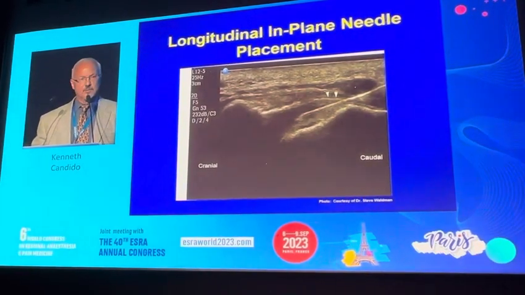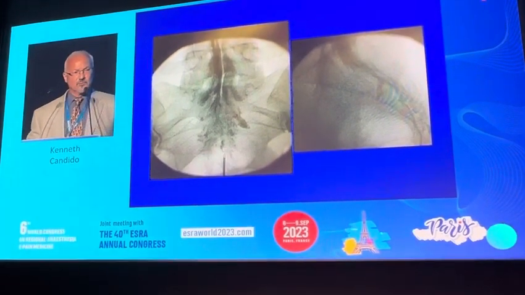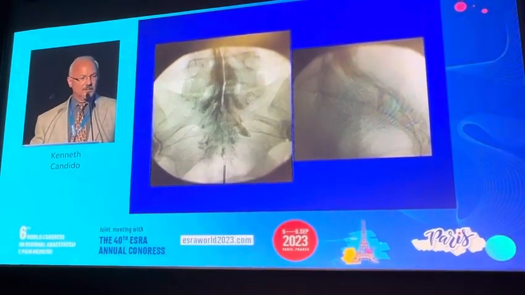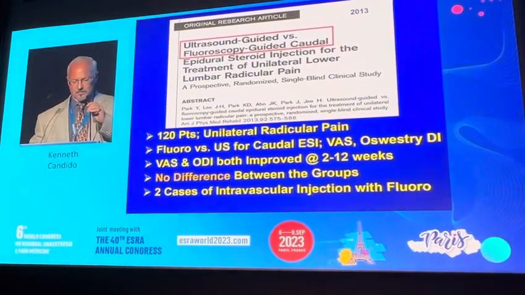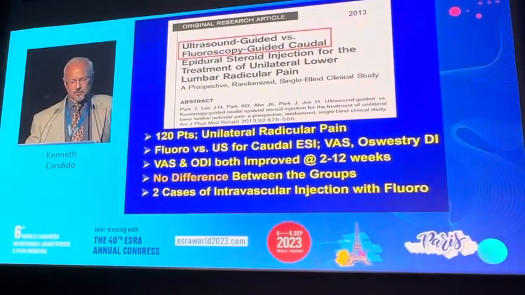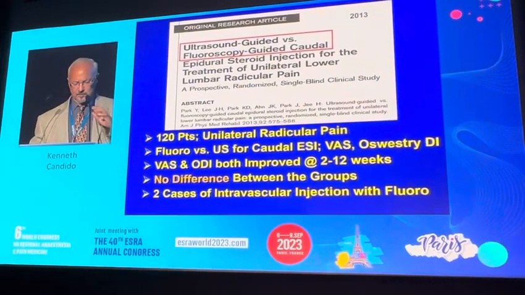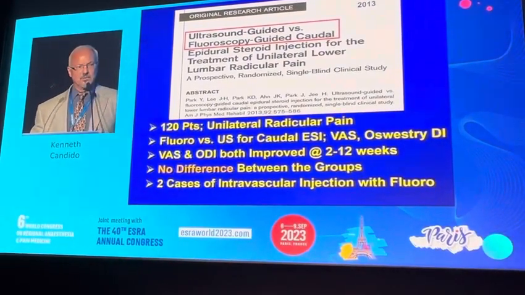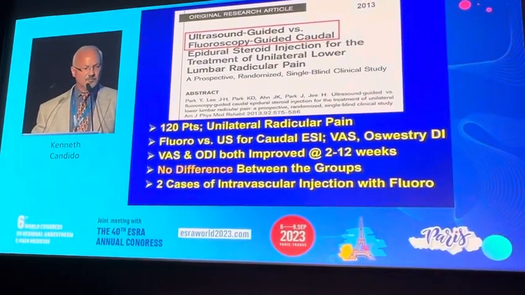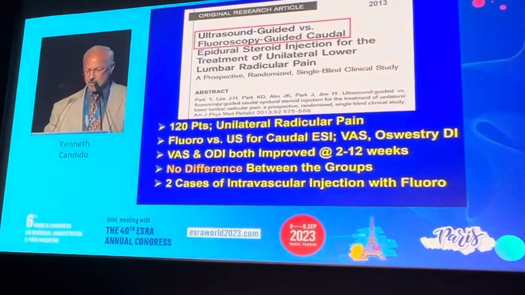This is what it looks like ultrasonographically. Here's what it looks like. Here's a nice Christmas tree representation from our use of fluoroscopy and the injection of contrast media. Here's one of the early studies from Lee and Associates, Lee and Park, 120 patients, unilateral radicular pain. There was no difference between the groups, whether they had the technique performed under ultrasound guidance or under fluoroscopic guidance in terms of both pain relief as well as Oswestry disability index functioning at up to 12 weeks.